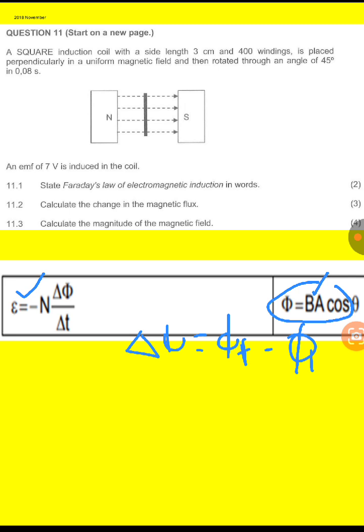and let me check the number of turns. A square induction coil. Okay, so it is a coil that has got one loop, because they are talking about... sorry, it doesn't have one loop. The number of turns N, I have it, is 400. Then the time I have is 0.08. So we have everything. We just have to calculate the change in magnetic flux. So we're using this formula there.